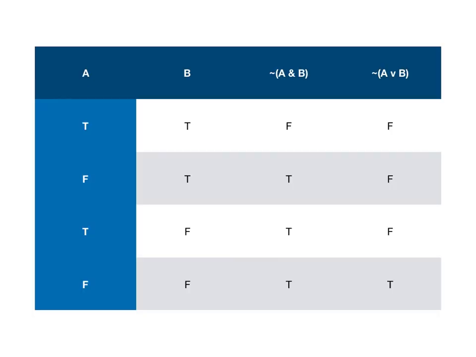So remember, A and B is false except when A and B are both true. Every other time it's false. Well, not A and B is going to have exactly the mirror image, right? The tilde here is going to be false only when A and B is true. That's when A and B are both true on the truth table. Every other line it's going to be true because it's flipping the value of this A and B statement.